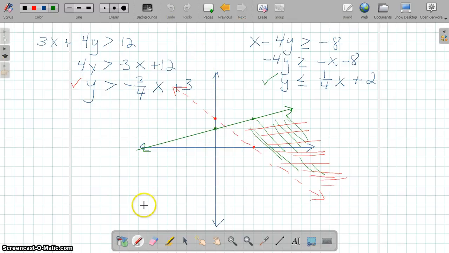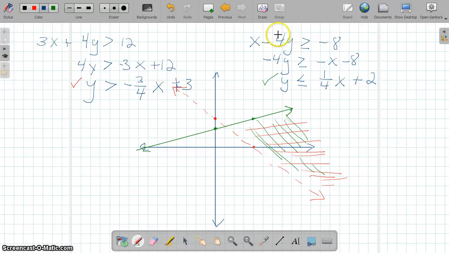All right, here's the answer. Sorry about that. That should be a plus right there. What I did is I put them both in slope-intercept form, which technically you wouldn't have to do to graph them. You could also graph the x and y intercepts if you feel more comfortable. But if you were to put this in slope-intercept form, you would get y is greater than negative 3/4 x plus 3. That is my red graph.